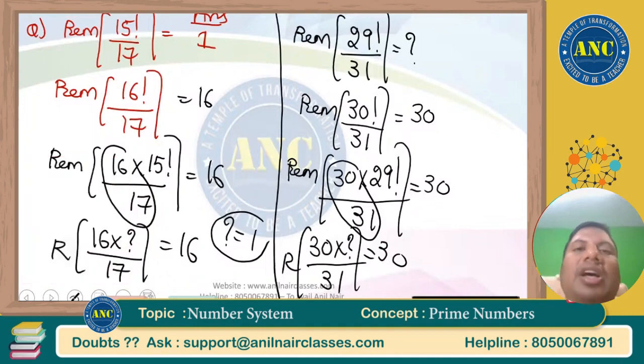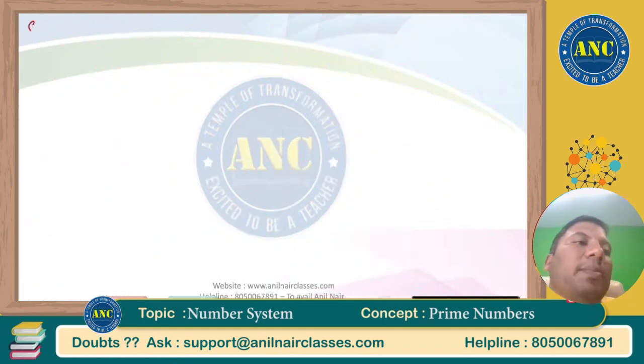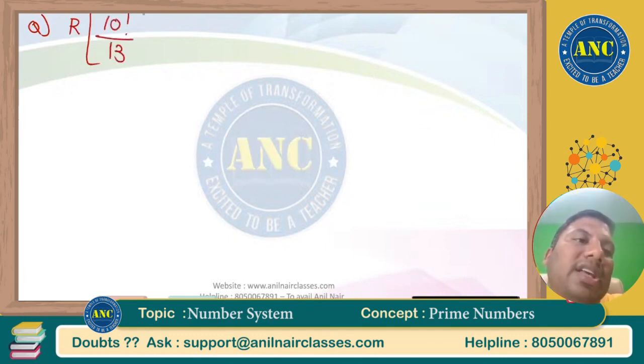Otherwise, you can use the conclusion: P minus 2 factorial divided by P, the answer is nothing but 1. Now, suppose P minus 3 factorial. For example, 10 factorial by 13.